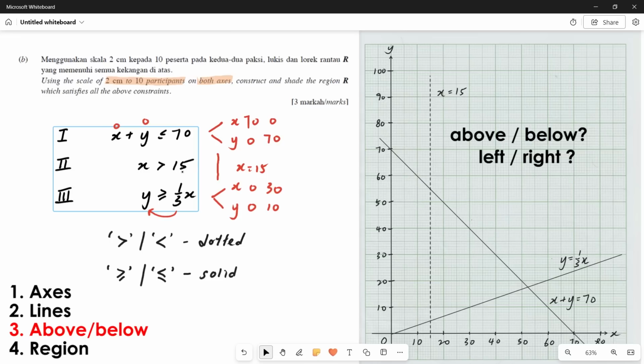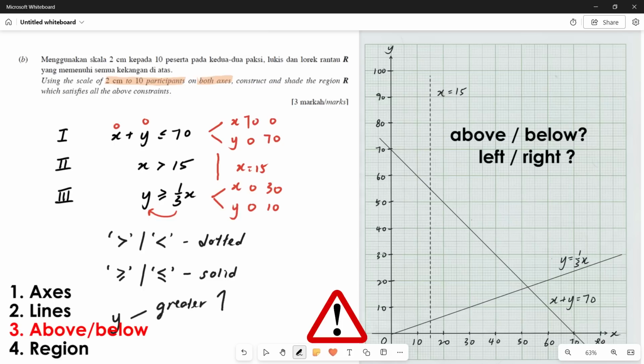Okay, so here let me give you a tip on this. For the value of y here, we are going to look at its position in the inequality sign. If y is on the greater side of the inequality, we are going to look at the region above the line, or the region which is to the right of the line. If y is lesser than, we are going to look at the regions which are below the line or to the left of the line.